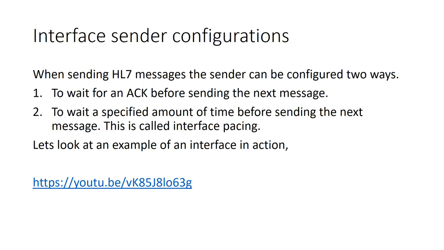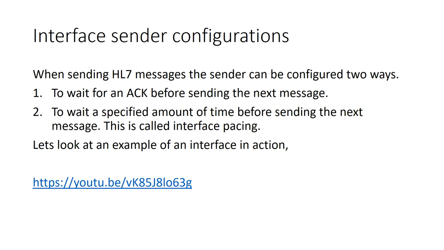Interface sender configurations. When sending HL7 messages, the sender can be configured two ways. To wait for an ACK before sending the next message, or to wait a specified amount of time before sending the next message, and this is called interface pacing. Okay, so one, you send a message, you wait for the acknowledgement before you send the next message to go out, or you send the message, you wait a specific amount of time, and then you send another message.